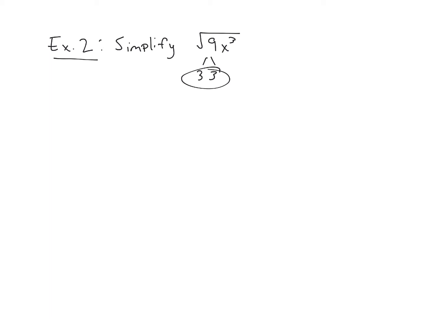For the x's, x to the third is x times x times x. So I'm going to write it out as that string, x times x times x. And what I have here is a pair of x's and one x left over. So I have a pair of 3's for the outside, I have a pair of x's for one x on the outside, and I have a solo x for the inside. So 3x square root of x would be my answer on this one.